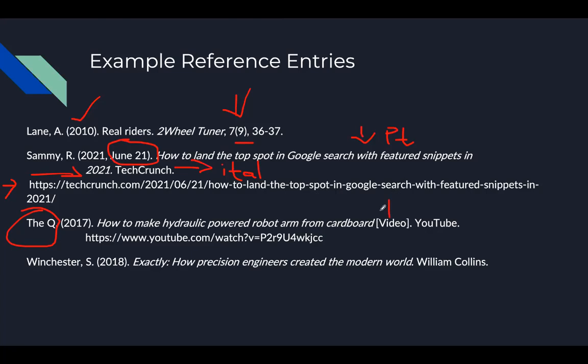We do in brackets indicate that it is a video format. You would do that for a podcast too. We do want to indicate what platform it's on and then include the URL. Finally, here's a book.